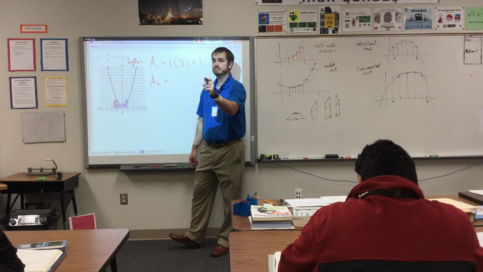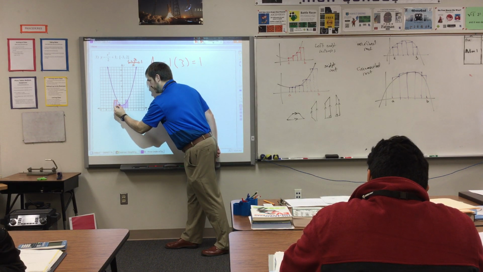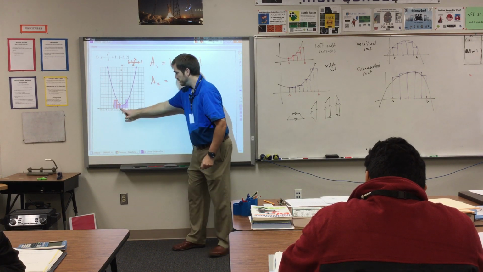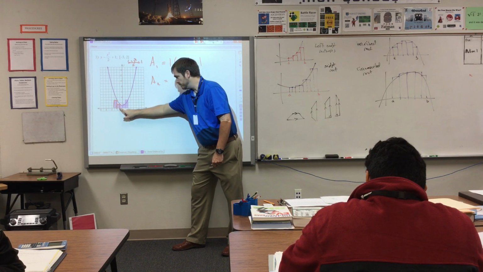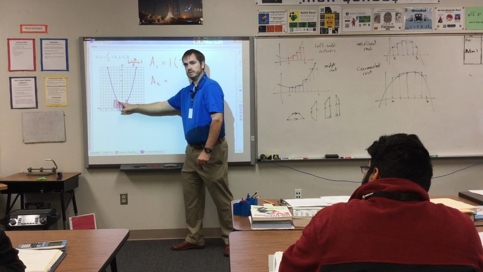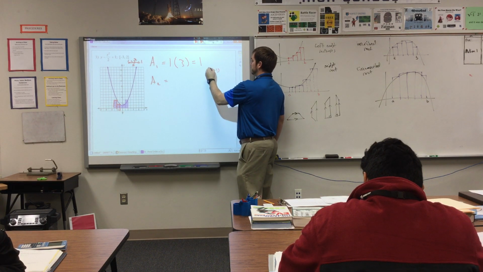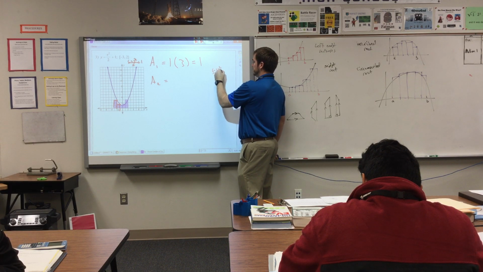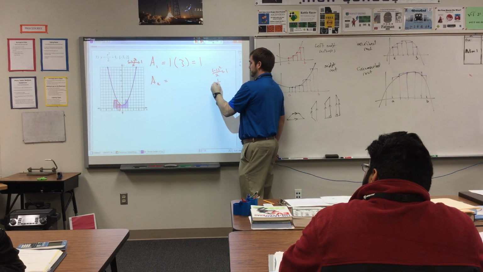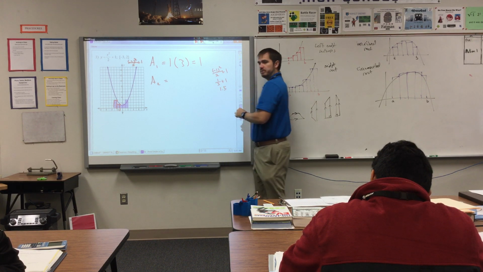Plug what in? -1. Do you see where she came up with that? Because it's going all the way up to the function from the x value of -1. Okay, so a little side problem here. -1 squared over 2 plus 1, so 1 over 2 plus 1. So 1.5?